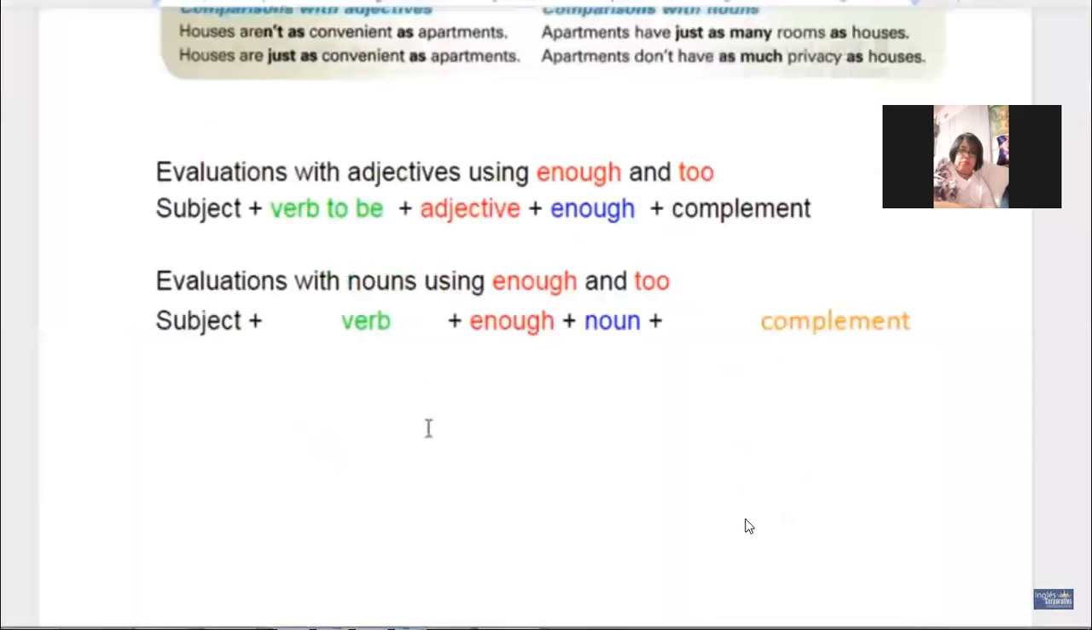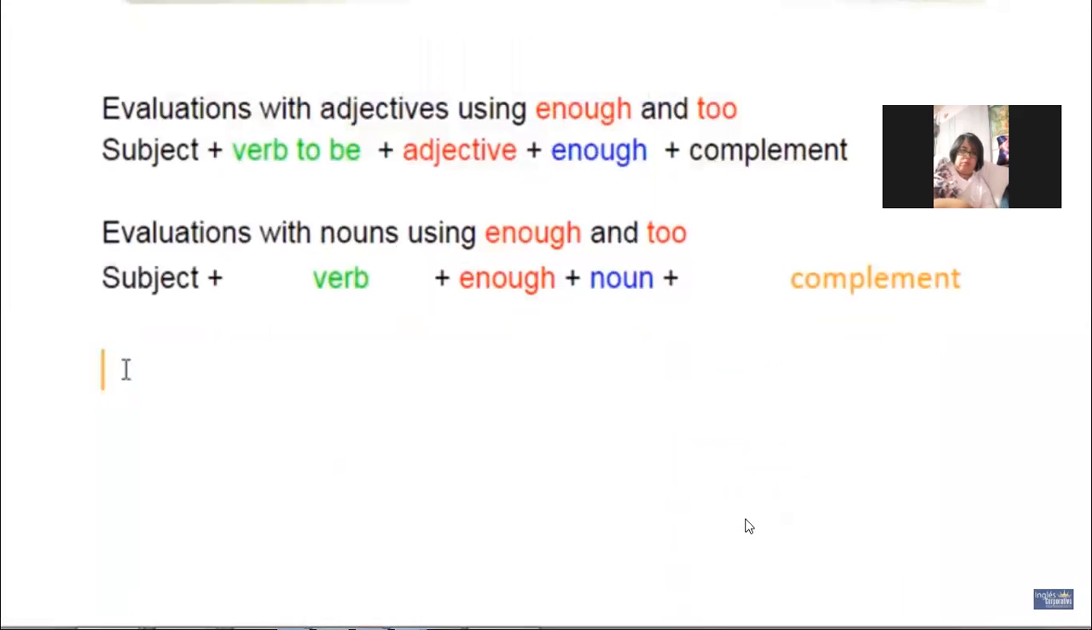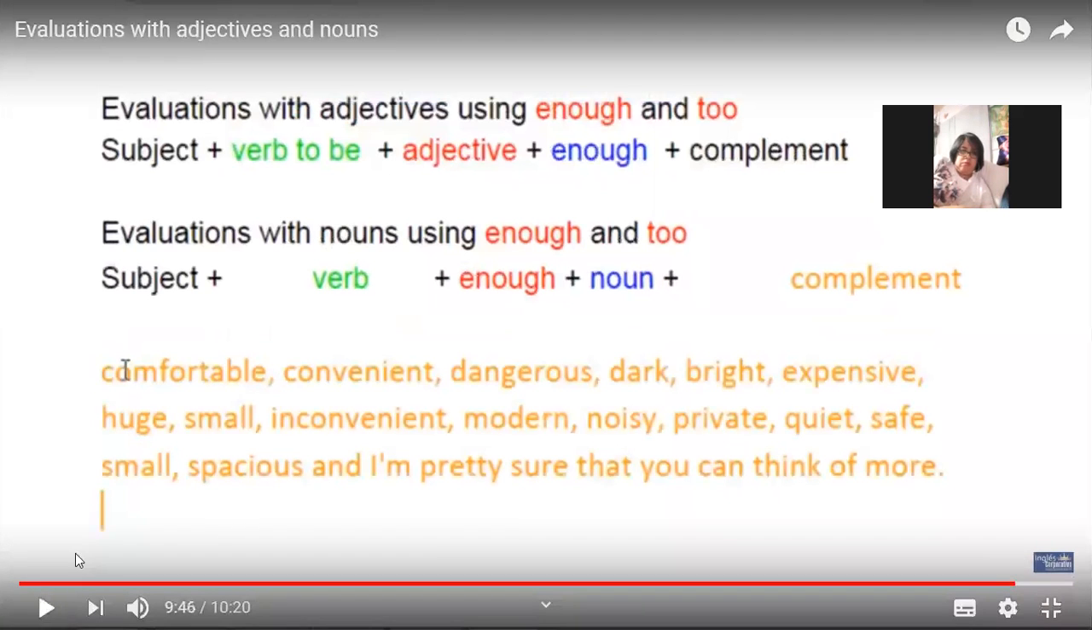The last thing that I would like for you to do now is to evaluate your house or apartment, depends on where you live.